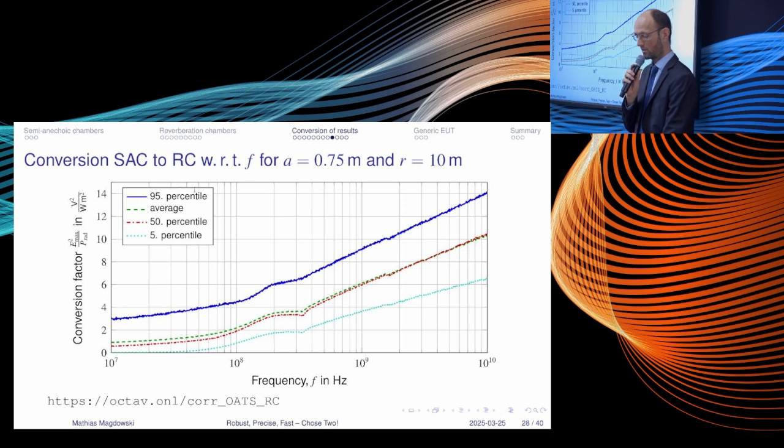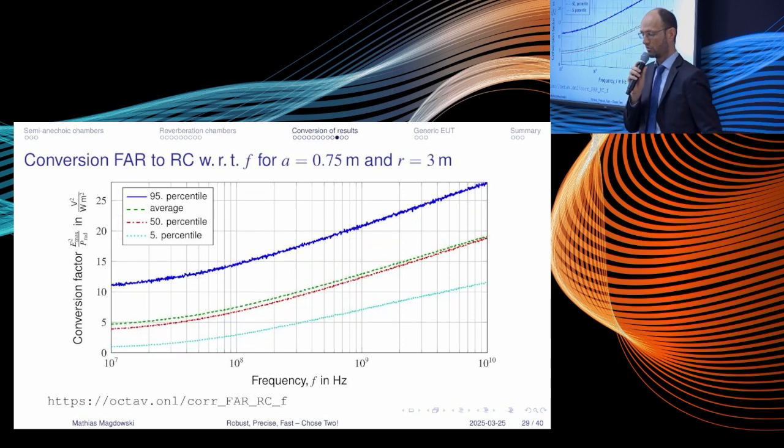And so what I've shown here is semi-anechoic chamber to reverberation chamber with respect to frequency for a certain object size and for a certain measurement distance. The result here is directly maximum field strength squared to total radiated power. And you can see that for low frequencies it stays constant, and then there's some break, and then it increases with higher frequency. And this is a similar result for a fully anechoic room.